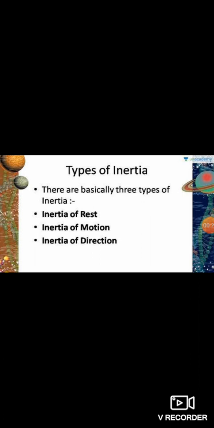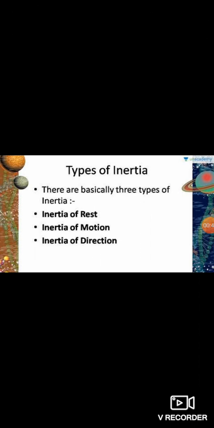First we will see the types of inertia. There are three types of inertia: inertia of rest, inertia of motion, and inertia of direction. First I will give you an example of inertia of rest. What is inertia? Inertia is the inability of an object to move from one place to another unless an external force is applied.